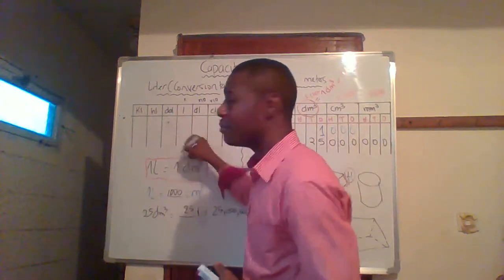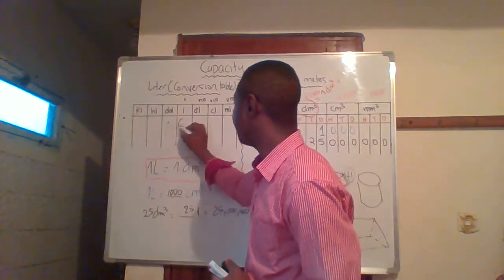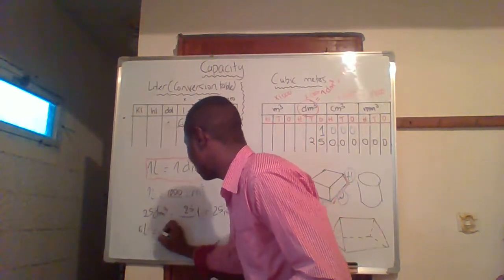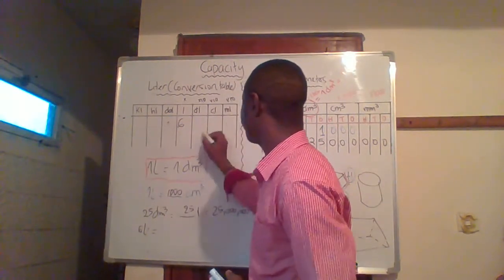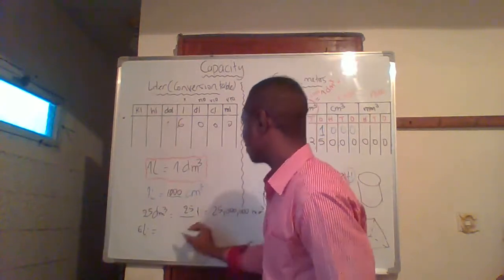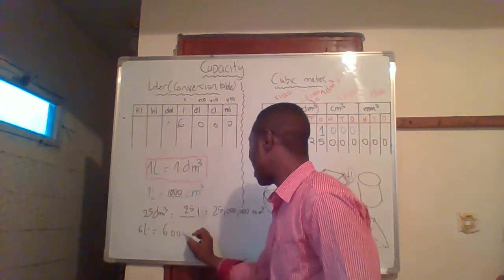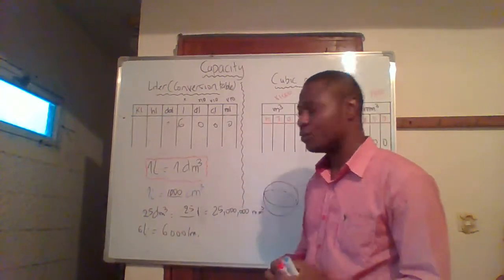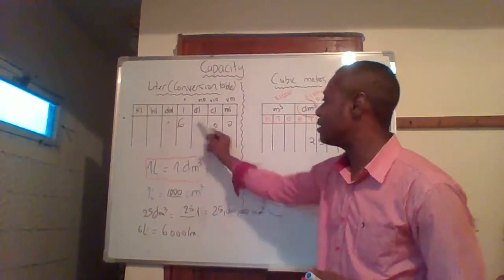Let me take a different number. I'm going to take, for example, 6 liters. Let's say 6 liters. What is it in milliliters? I'm going to put 0, 0, 0. So 6 liters is equal to 6,000 milliliters. All I need to do is fill in the blanks here.